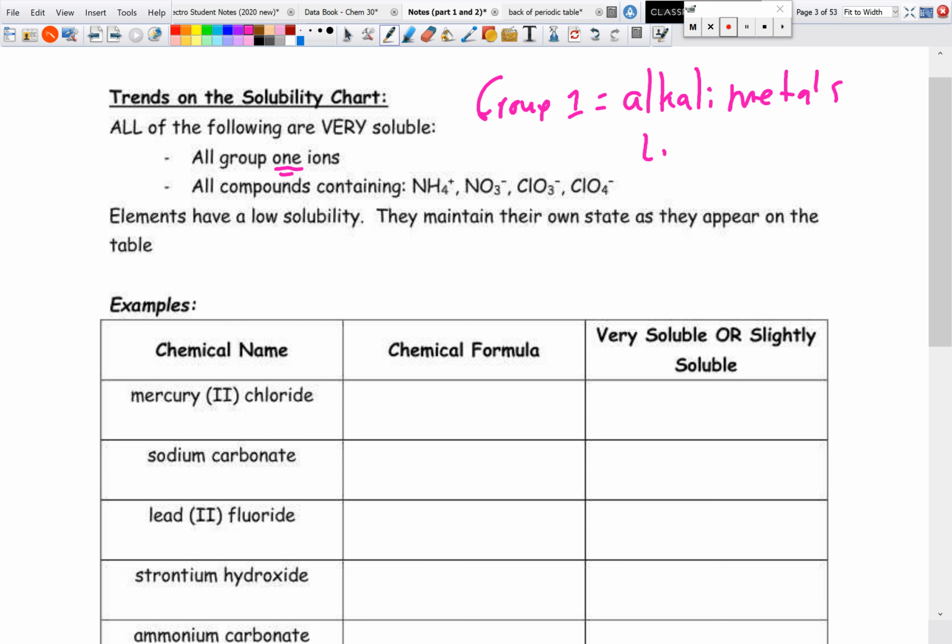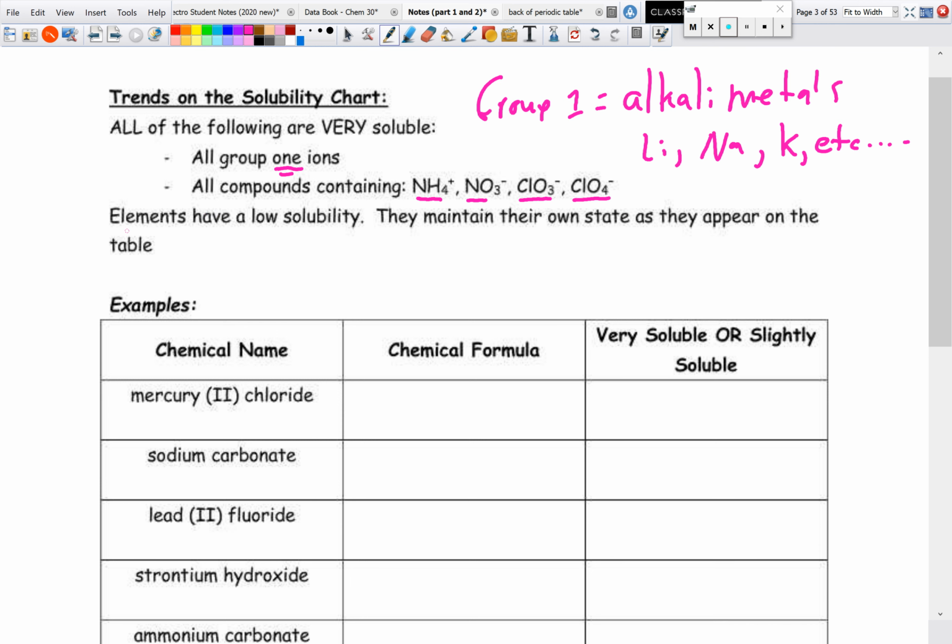So that is our lithium, sodium, potassium. If you have any of those, it's going to be very soluble, no matter what. Just fix that little N. And of course, all our compounds that have this, so ammonium, nitrate, chlorite, and chlorate. Those here will always be soluble as well.